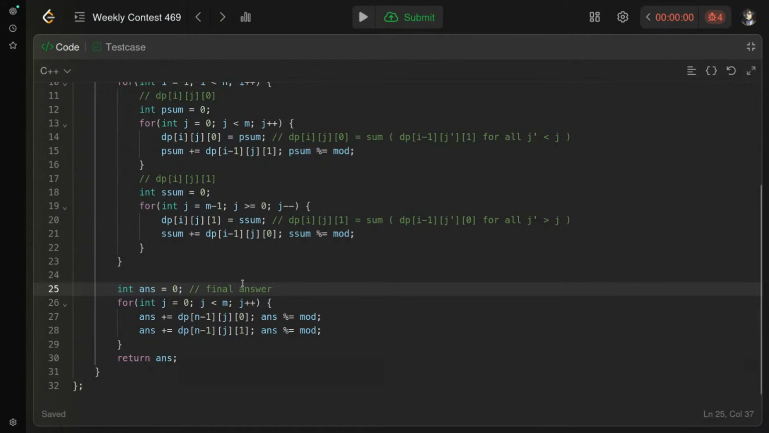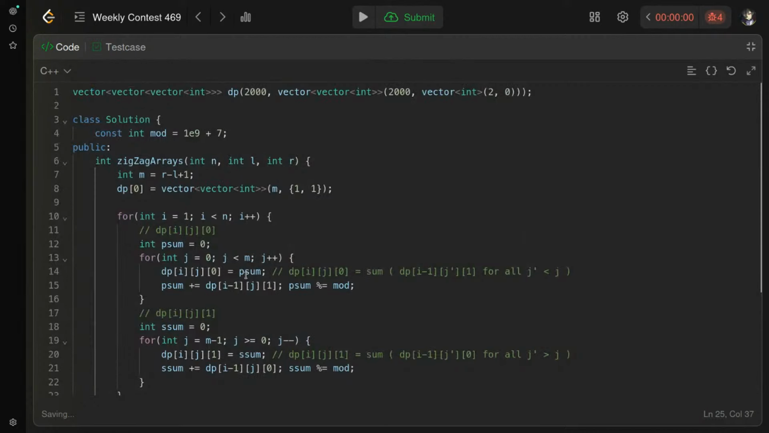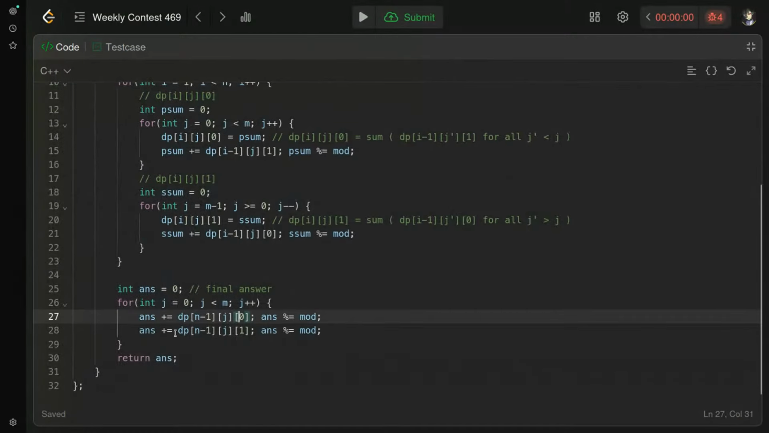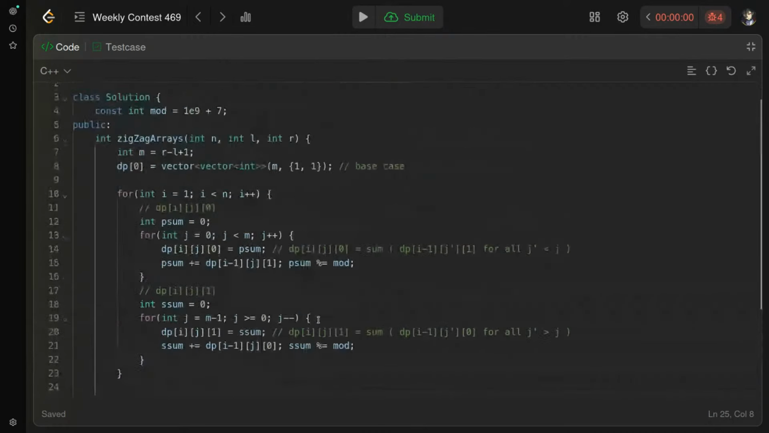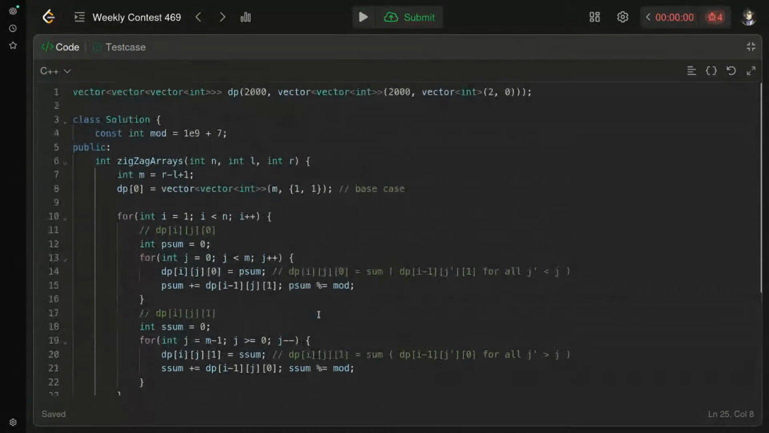Now for the final answer. The code itself is pretty short. It's just a standard DP. For the final answer, it's simply the sum of all the values of dp of n minus 1, j, 0 and n minus 1, j, 1. The last digit can be anything, and it can be either increasing or decreasing, as long as they're n digits. Then we sum that up and print our final answer. So that's the code for this question.